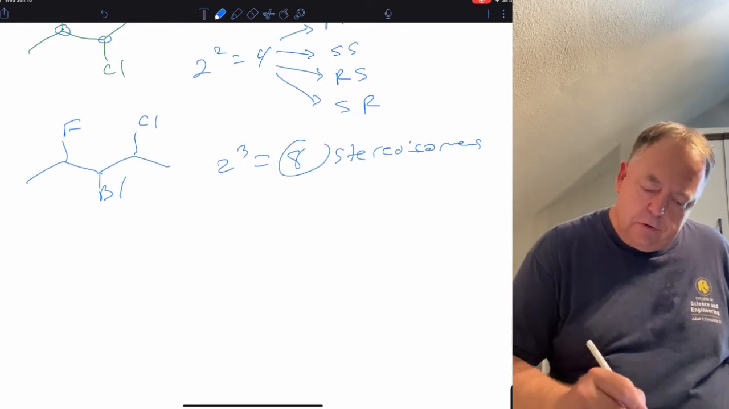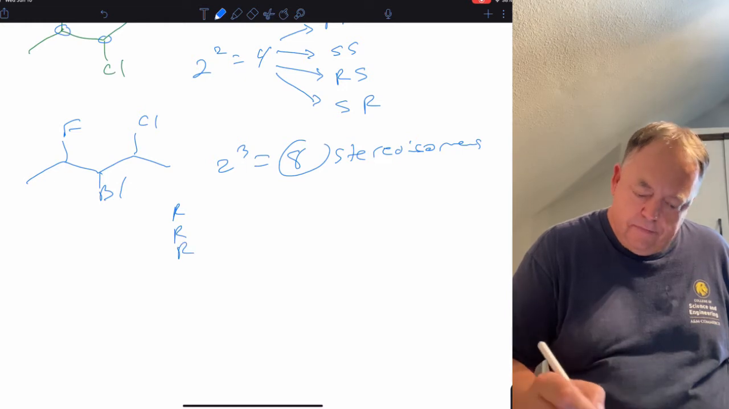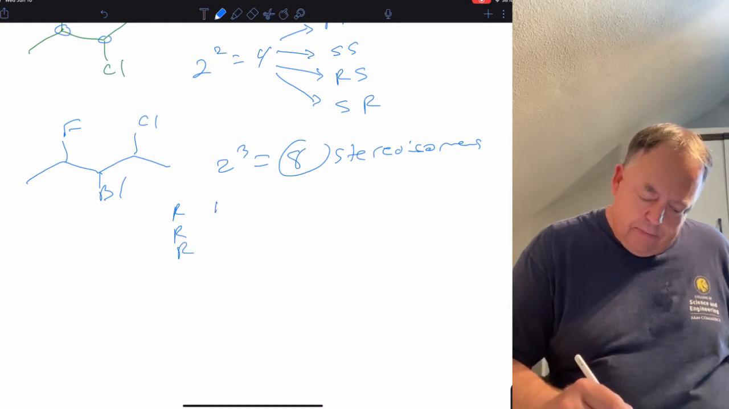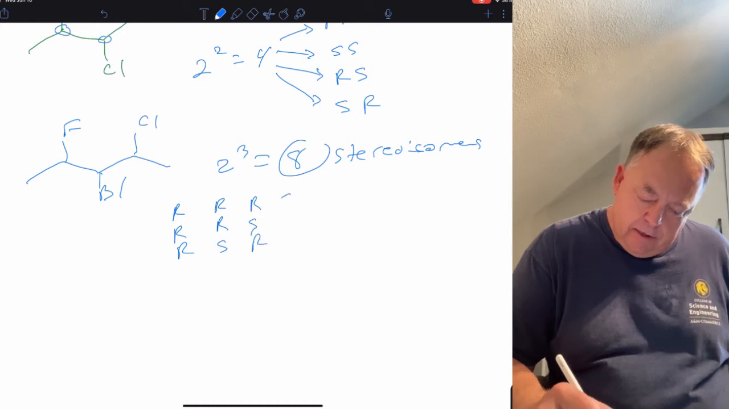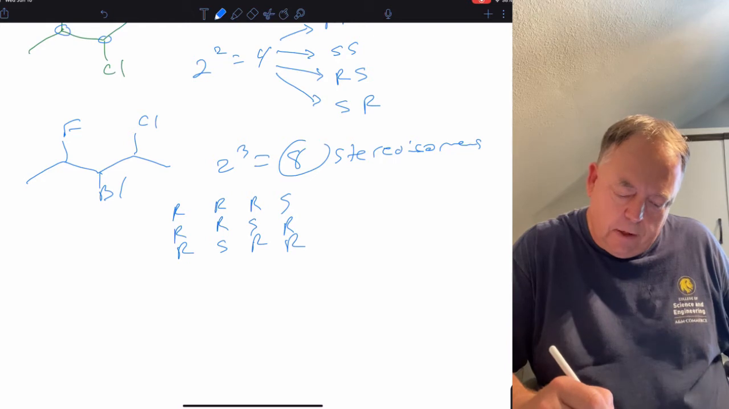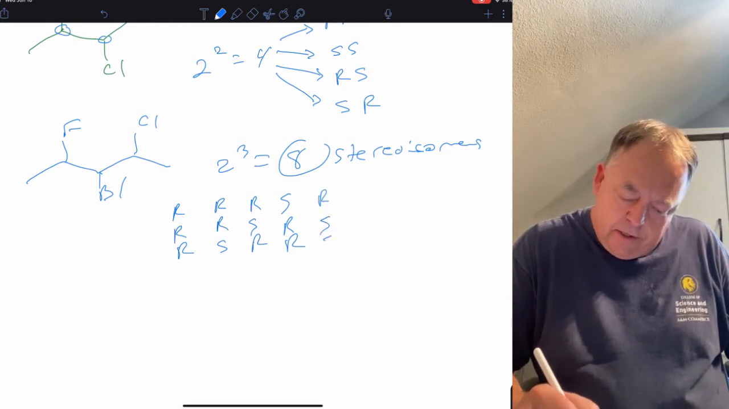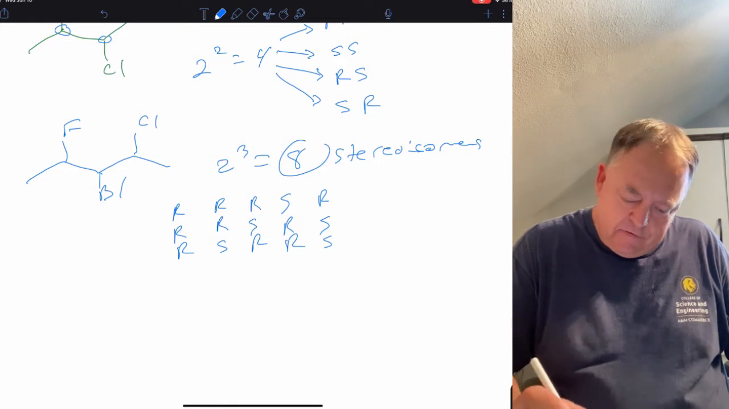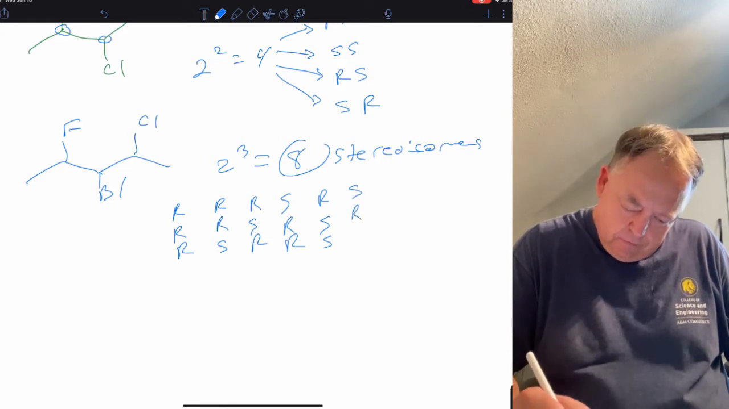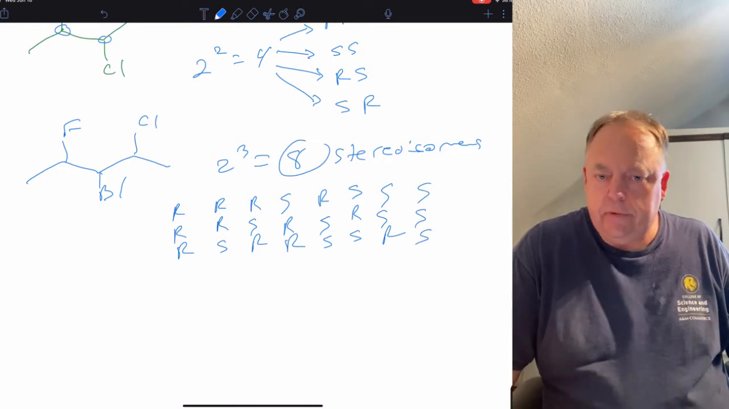You know, what are those 8? Well, 3 chiral carbons, they could be RRR, or they could be RRS, or they could be RSR, or they could be SRR. So you could have 3 R's or 2 R's and 1 S, and there's 3 combinations of that. Or you could have 1 R and 2 S, and there's 3 combinations of that. Or all 3 stereocenters could be S.